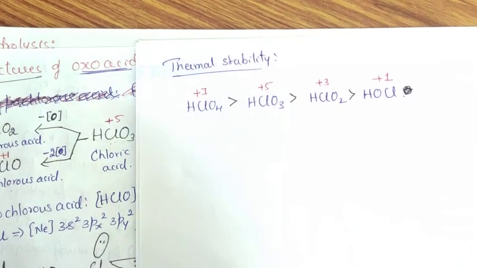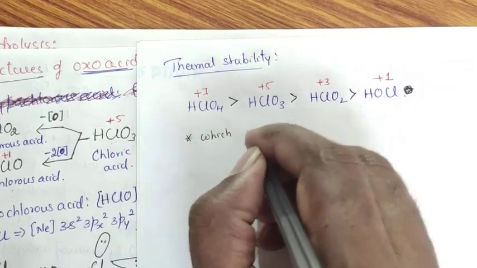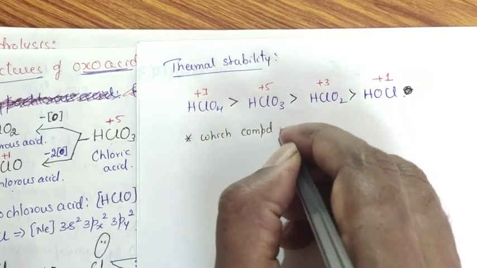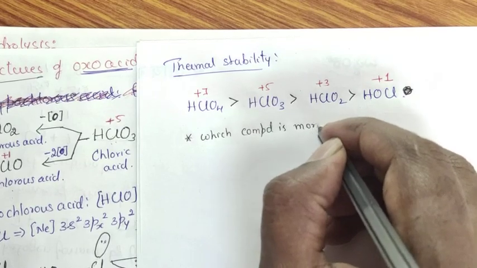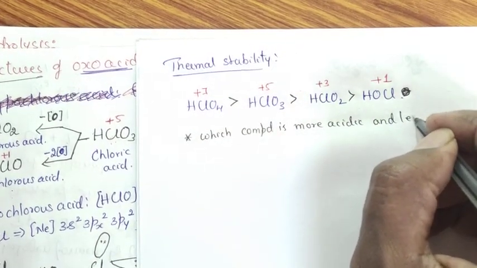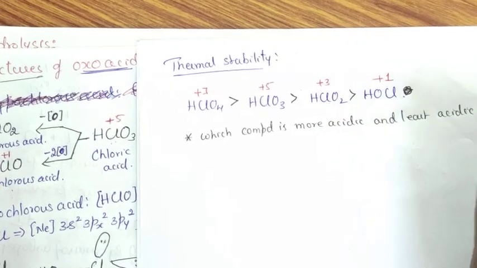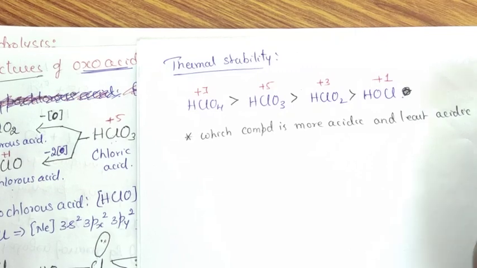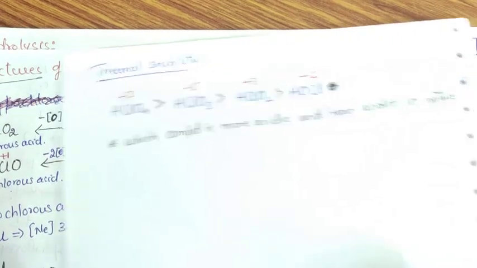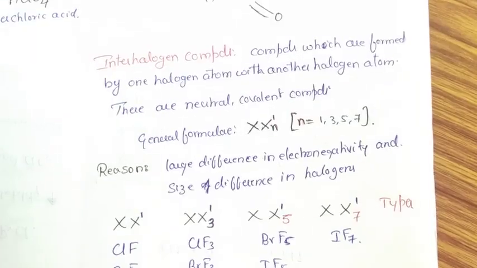And the second question is, out of these four, which compound is more acidic and least acidic in nature? I think you can solve it and send me the answer. Which compound is more acidic and which is least acidic in nature?